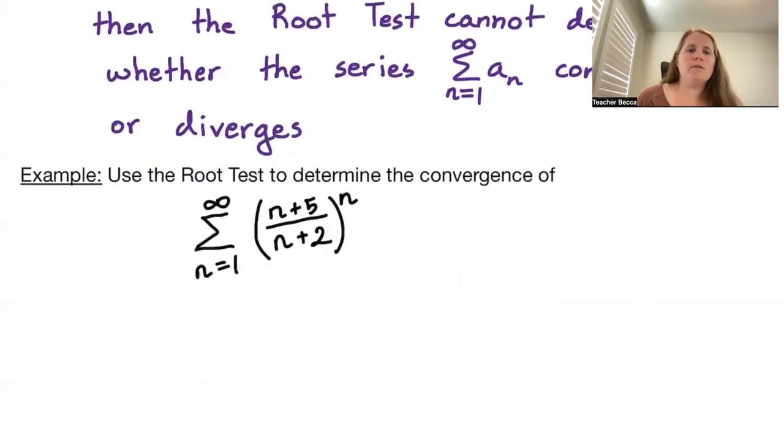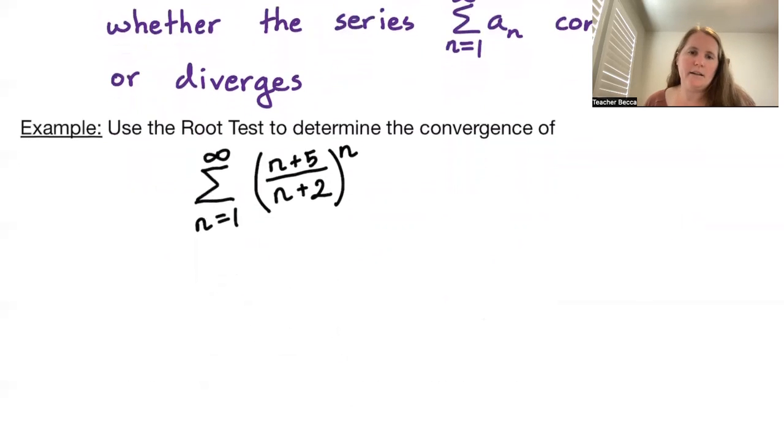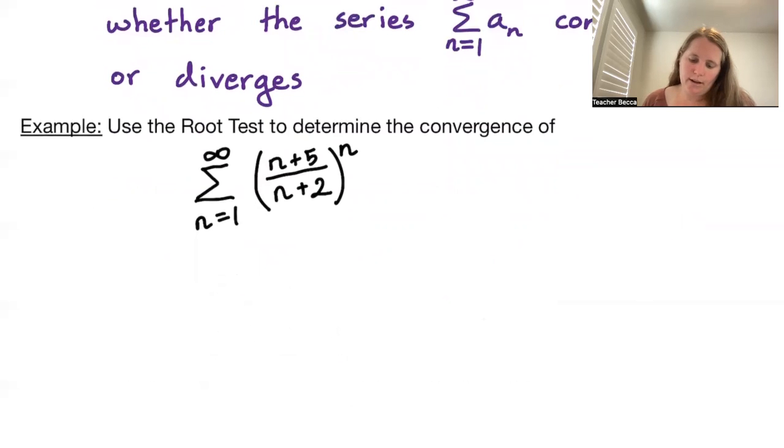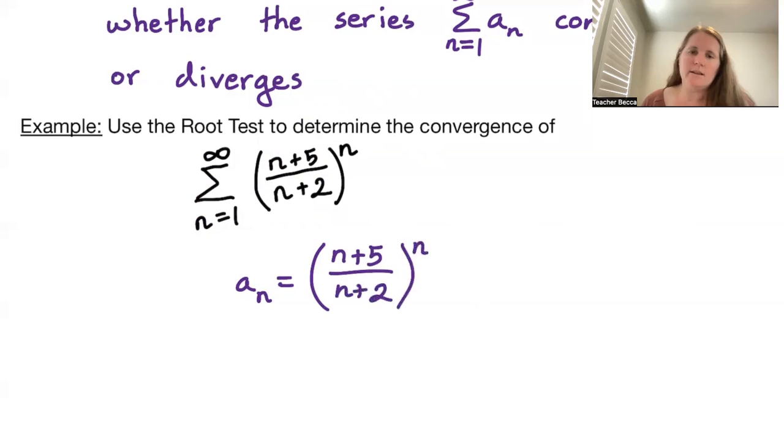So for example, let's use the root test to determine the convergence of the sum from n equals 1 to infinity of n plus 5 over n plus 2, all raised to the n. So here our a sub n would be n plus 5 over n plus 2, all raised to the nth power.